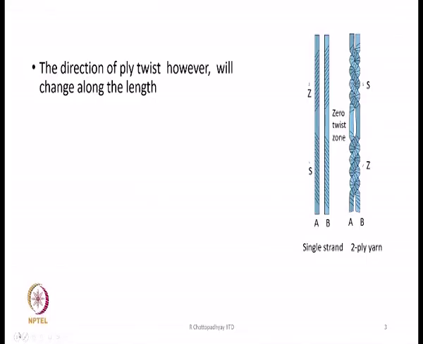Now, with this there is only one disadvantage. What is that? The direction of ply twist obviously will change. The ply twist direction is going to change, that is, there will be Z ply twist followed by S ply twist, but in between them there will be a portion where there will be 0 twist. So, these 0 twist portions of the individual strands A and B will also show a 0 twist zone in the ply twisted structure.